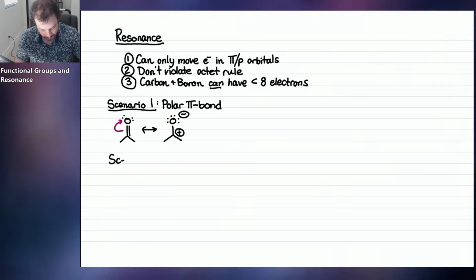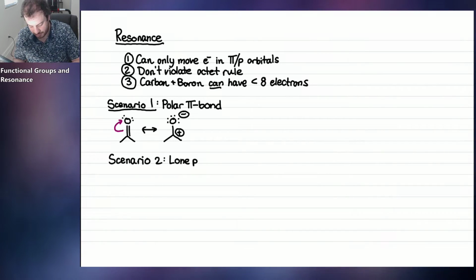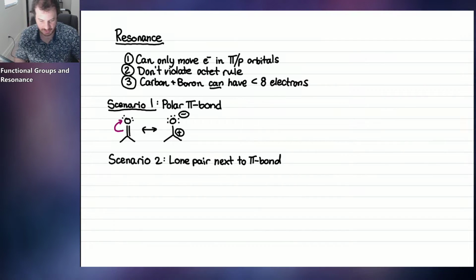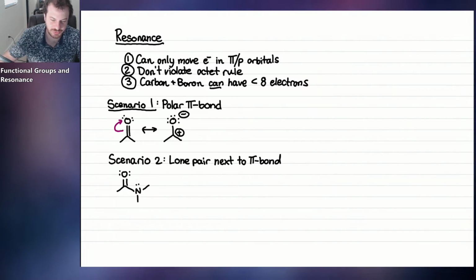Scenario 2. This is another very common situation, and that is when you have a lone pair next to a pi bond. And so let's take a look at an example of what this looks like. We could have an amide, which is a nitrogen next to a CO double bond, one of the functional groups that we had already seen.